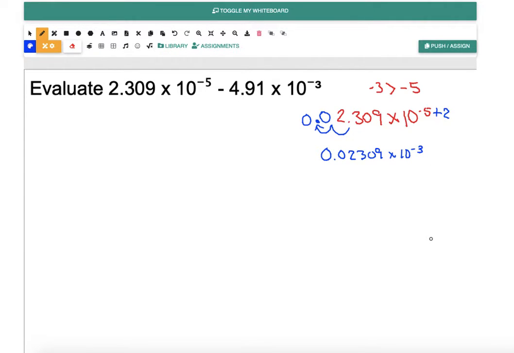Now we have to use this number in our calculation, and I'm going to actually reverse this because I need to use the commutative property. 4.91 is a bigger number than 0.02309, so it's going to make it easier to calculate, but I'm going to keep the negative with the 4.91. Very important that we acknowledge that.